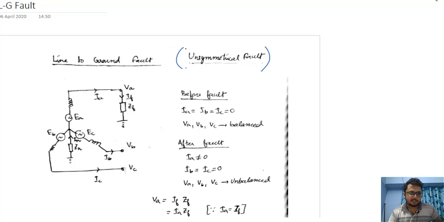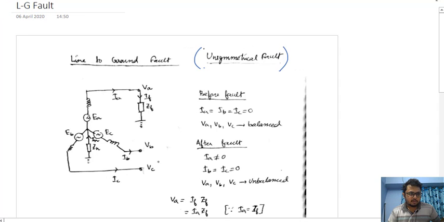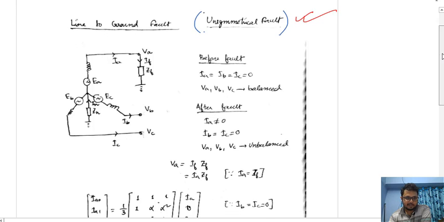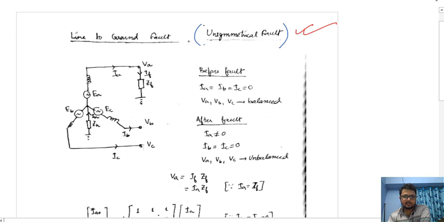So this is another lecture on fault analysis. Today our discussion would be on single line to ground fault, which is known as LG fault. This LG fault is also known as unsymmetrical fault. Now let us see what is LG fault. LG fault means single line to ground.